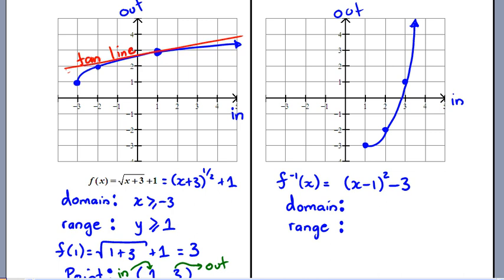Everything about these two functions interchanges with x and y. So the domain becomes the range, and the range becomes the domain, right? That's how this game works when you go for inverse functions. So if the range used to be y is greater than or equal to 1, that's going to be the domain on this one, x greater than or equal to 1. And if the old domain was x is greater than or equal to -3, now y is going to be greater than or equal to -3. And we just see all of those things interchanging with each other.